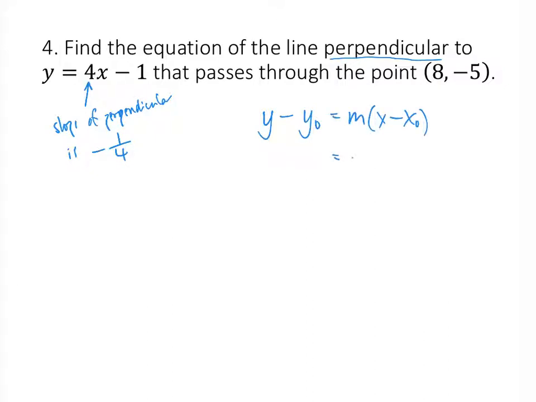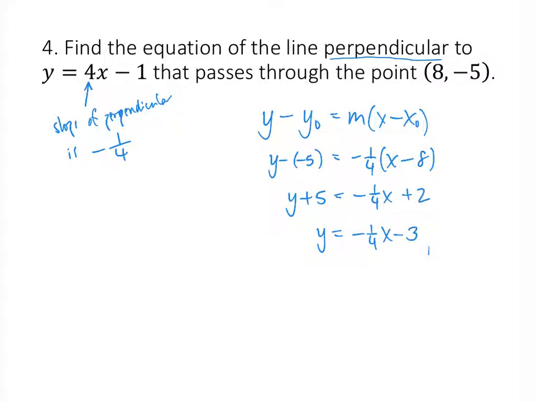We know the slope is -1/4. We know the point we were given was 8, -5, so we put the 8 there, -5 over here. That gives us y plus 5 equals -1/4 x minus 8. -1/4 times -8 is plus 2. Subtract 5 from both sides. -1/4 x minus 3.